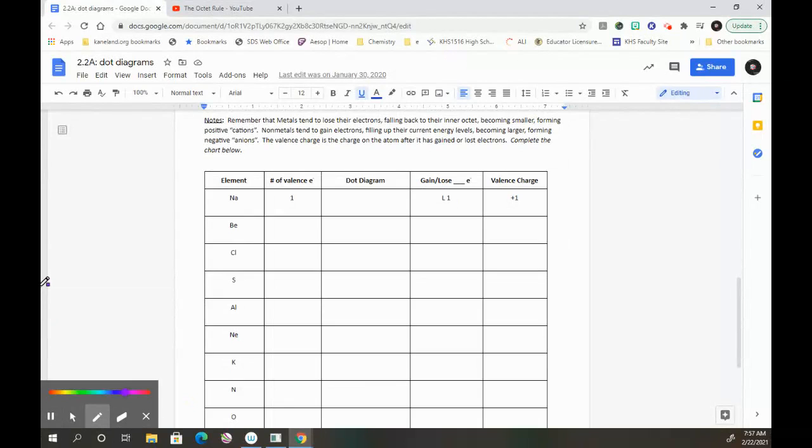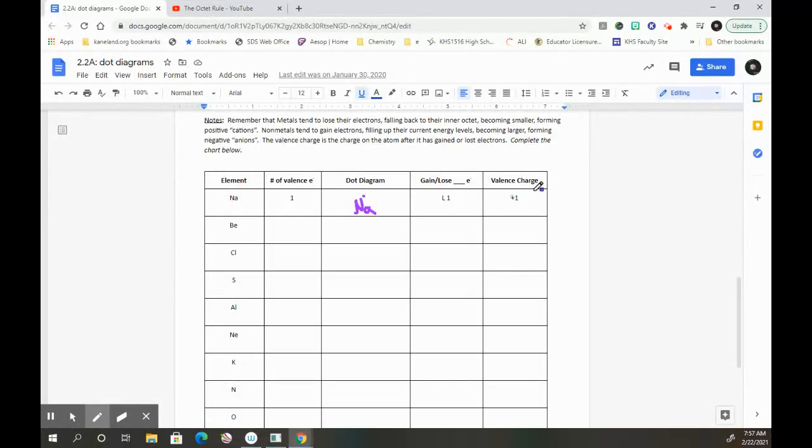All right, so the next page of your packet is practice for you to work on. I just want to go through with you how to do this so that you know. Right? So the first one there is the element sodium. It is in group 1A, so it has 1 valence electron. So draw the element symbol and 1 valence electron on the top.